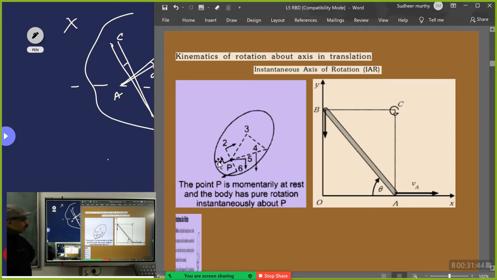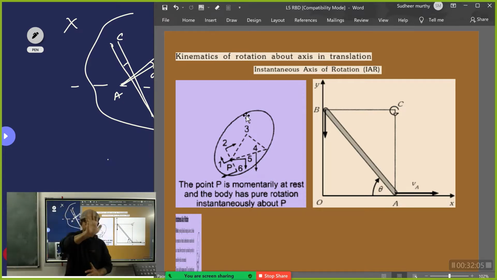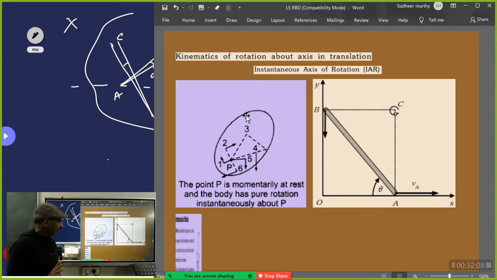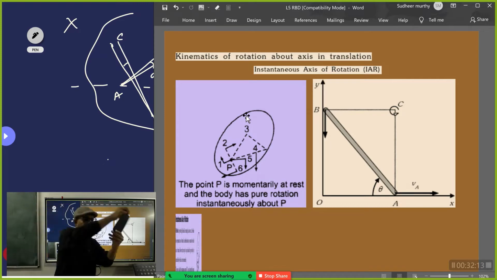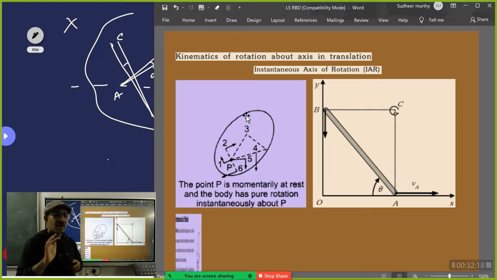Now the question here is, this body is in motion. I didn't say it is rotatory motion or translatory motion. It is having both types of motion. See, this body is moving like this. This phone is moving. So what type of motion is that? It is a combination of rotation and translation.